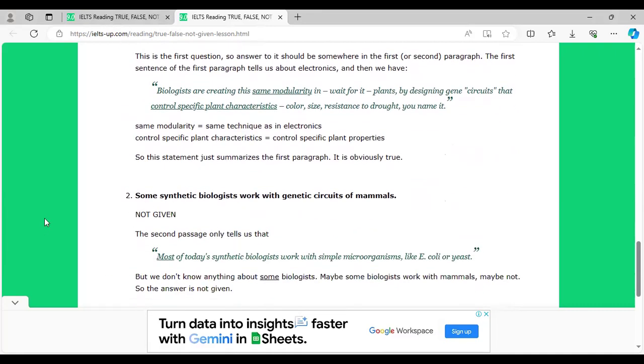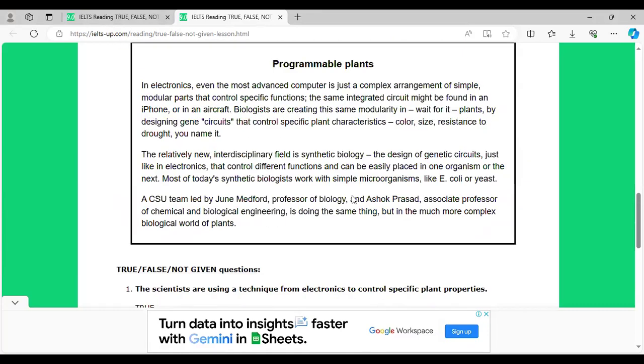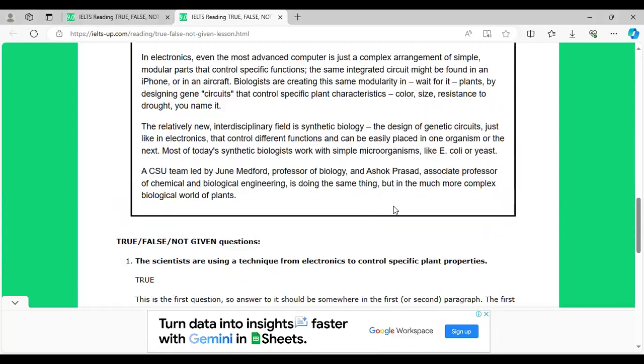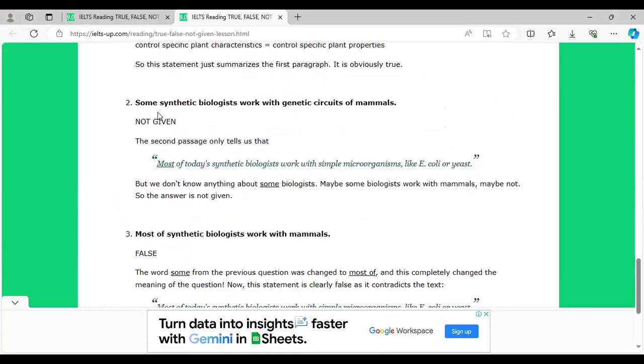Some synthetic biologists work with genetic circuits of mammals. Nowhere was the word mammals mentioned in the text. And furthermore, most of today's synthetic biologists work with simple microorganisms such as E. coli or yeast is the nearest sentence that we have to this. Because there is no information that is provided, it is not given. We don't know anything about some biologists. Most of today's biologists work with E. coli. Some biologists may work, may not work.